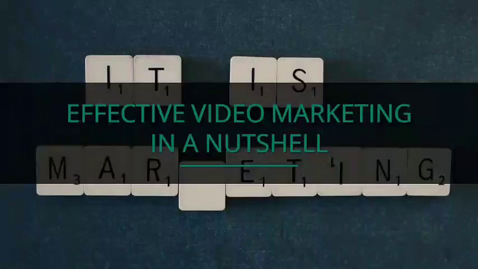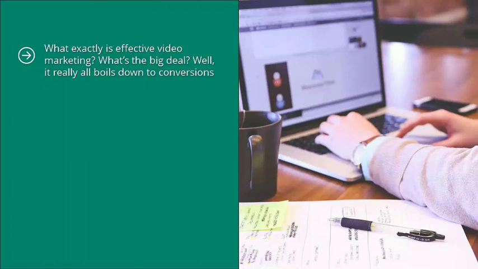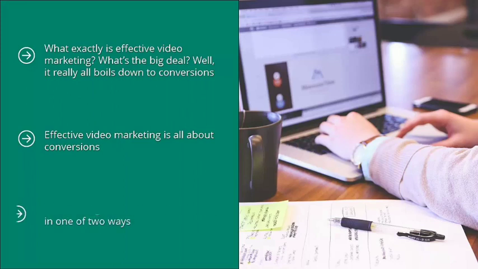Effective video marketing in a nutshell. What exactly is effective video marketing? What's the big deal? Well, it really all boils down to conversions. You can try video marketing, but that's not going to put food on your table. You have to do effective video marketing. There is a difference. Effective video marketing is all about conversions. The video has to play a role in getting the viewer to whip out their credit card and buy something, or click an ad that pays you, or enter their email address or zip code into a form. Whatever the case may be, the video convinces whoever is watching to take action that somehow, some way, leads to you making money. Clear enough?